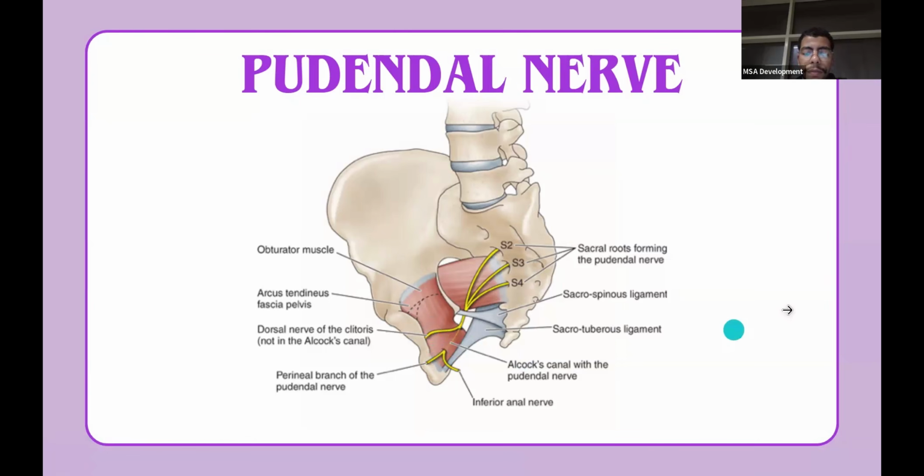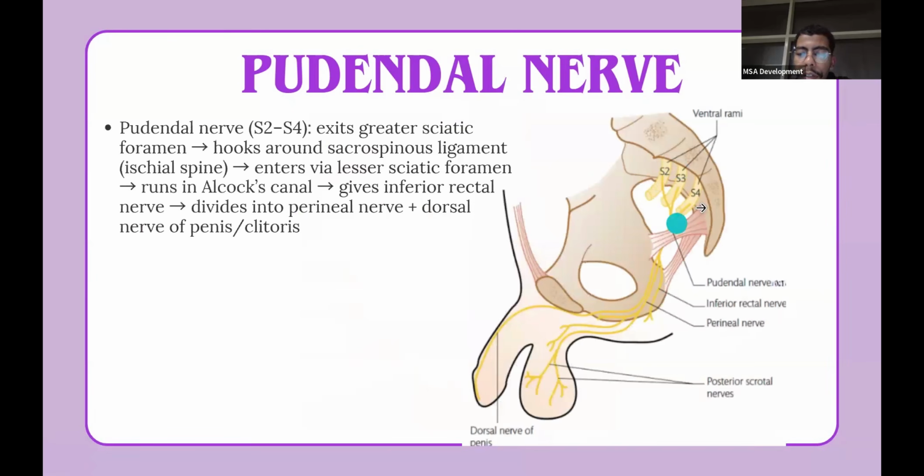Okay, so 3 things. Here's another slide about it. So S2, S3, S4, it goes out. So this, we're looking at it from the medial side. It goes out of the pelvis through the greater sciatic foramen, and then comes back in into the pelvis through the lesser sciatic foramen.